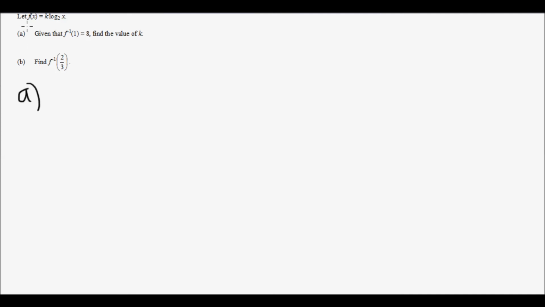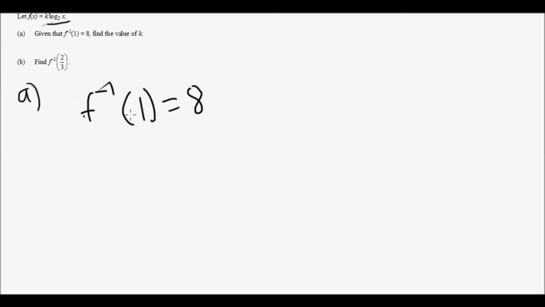So first of all, the question gives us some information here. It says let f of x equal k log 2x. So this is our function. And A is asking, given that f of negative 1 of 1 equals 8, find the value of k. So we know that f of negative 1 of 1 is equal to 8.